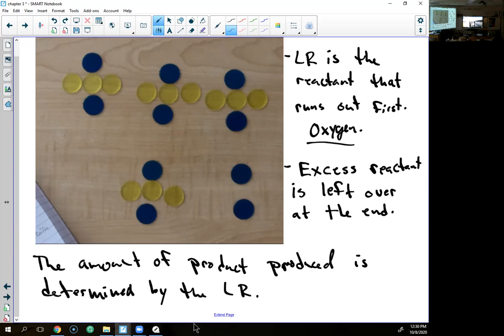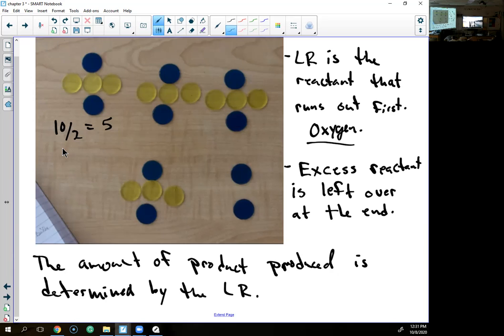The amount of product produced is determined by the limiting reactant. We cannot make more product than the limiting reactant gave me. So if I would have just asked you in this activity, based on the amount of aluminum, how many Al2O3s could you think you would make? You would say 5. Because you had 10, it took 2 each, so you should have been able to produce 5. We all right with that?